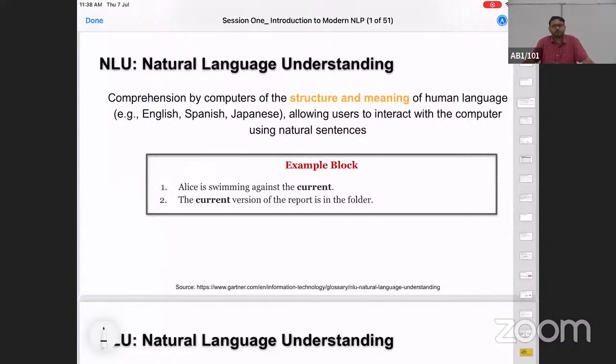What is the meaning in the first sentence of the word current? Is it a noun, an adjective, an adverb? How many of you are saying the current in the first sentence is an adjective? Maybe you can raise your hands. That's a simple question.